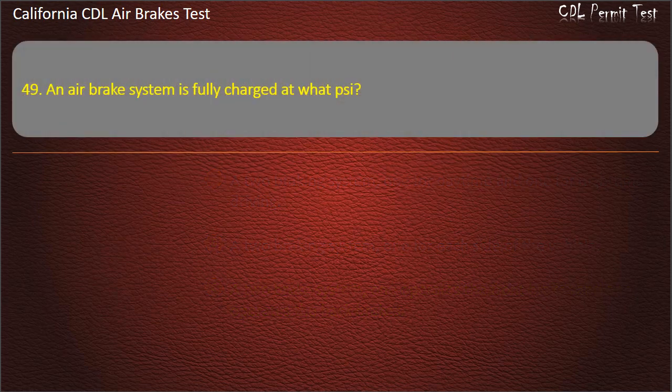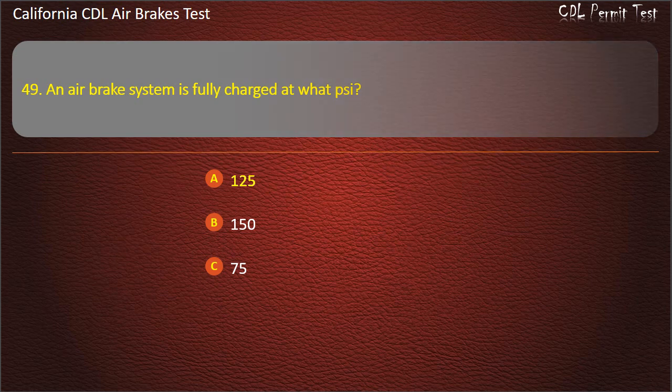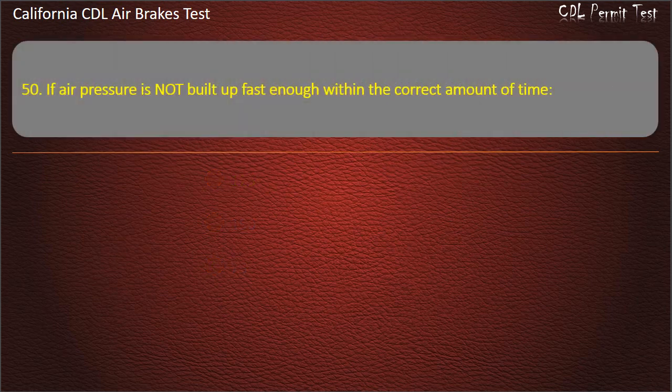Question 49. An air brake system is fully charged at what psi? 125. 150. 75. Answer. 125.